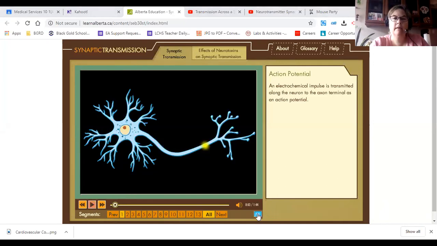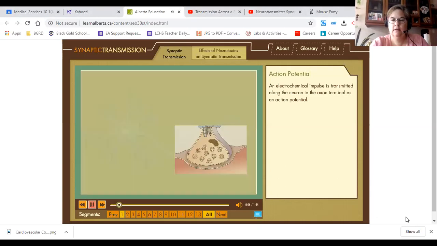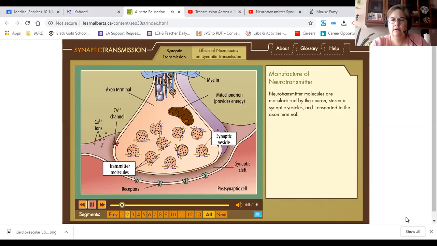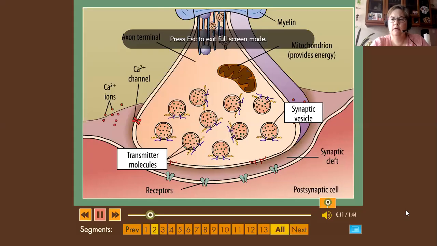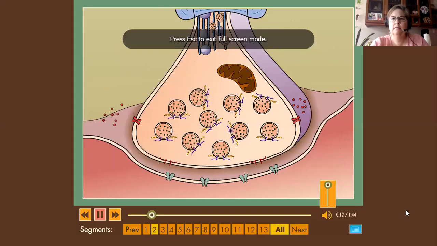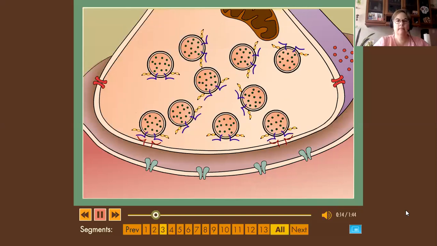Along the neuron to the axon terminal as an action potential. Neurotransmitter molecules are manufactured by the neuron, stored in synaptic vesicles, and transported to the axon terminal. To initiate synaptic transmission, an action potential must reach the axon terminal.